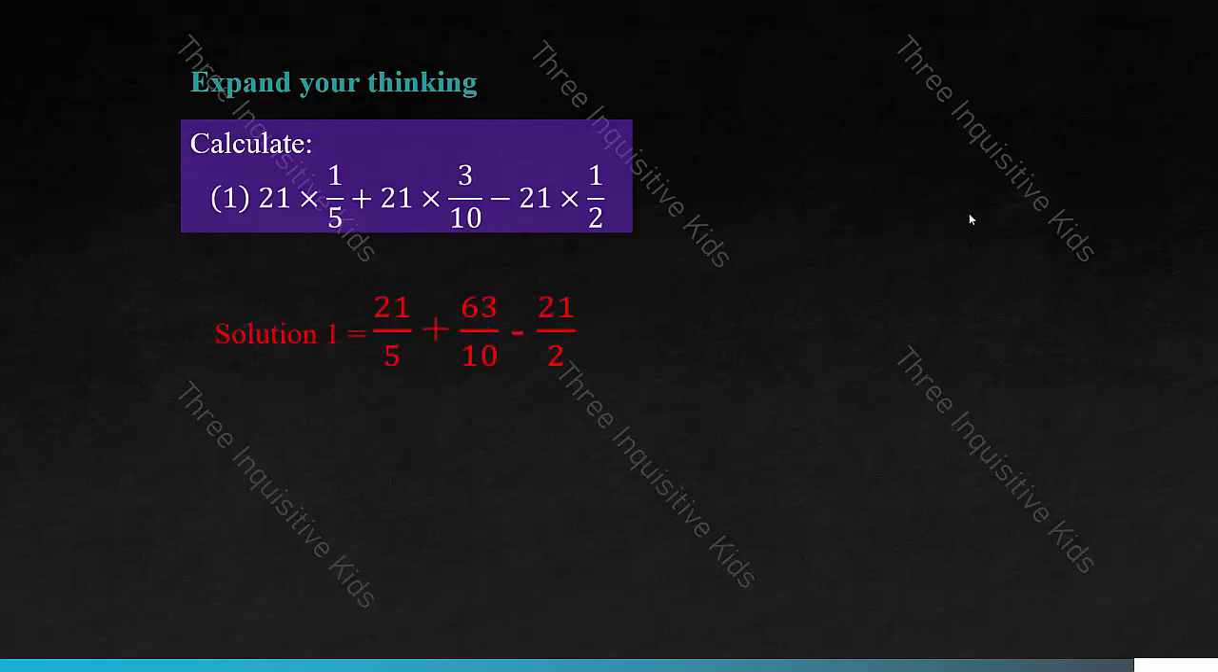Now I want you to compute this example. We do the multiplying to get 21 over 5 plus 63 over 10 minus 21 over 2. And then you have to do all that extra calculating, which gives us 0. But what's a smarter way you can solve this problem? You can just factor out this 21. That's the reverse way of using the distributive property of multiplication. We're left with 21 times 0, which is just 0. Compared to all of this, which one is easier?